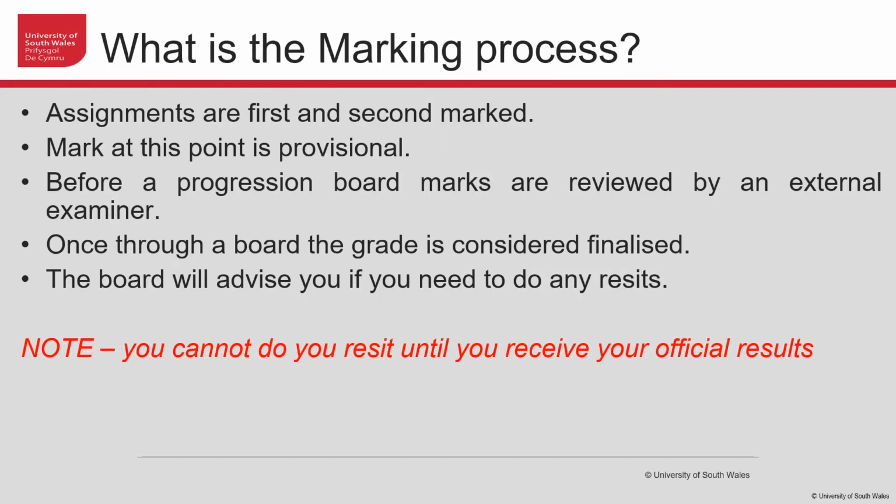So what's the marking process? Assignments are marked first by the module leader, and then an internal examiner will either second mark them if it's a small cohort of less than 10, or moderate them, i.e. look at a sample from each band and everyone who fails, where the cohort size is above 10. At this point, the marking is provisional.